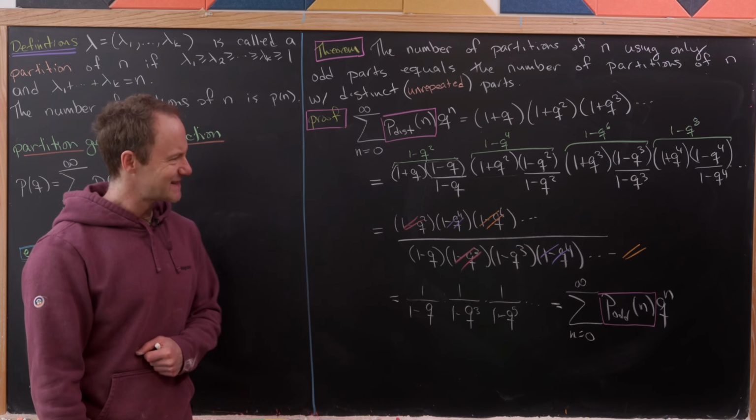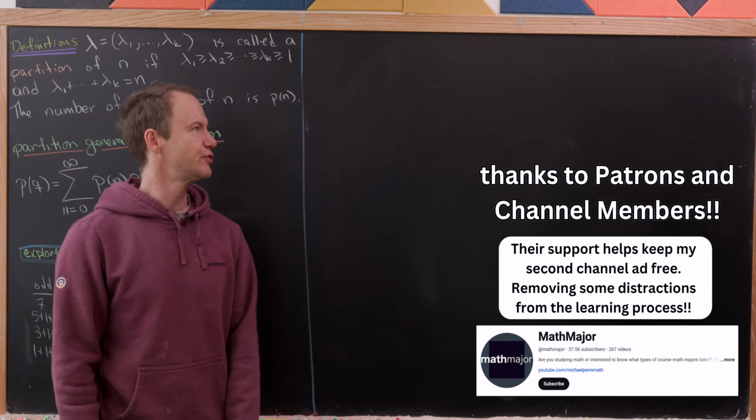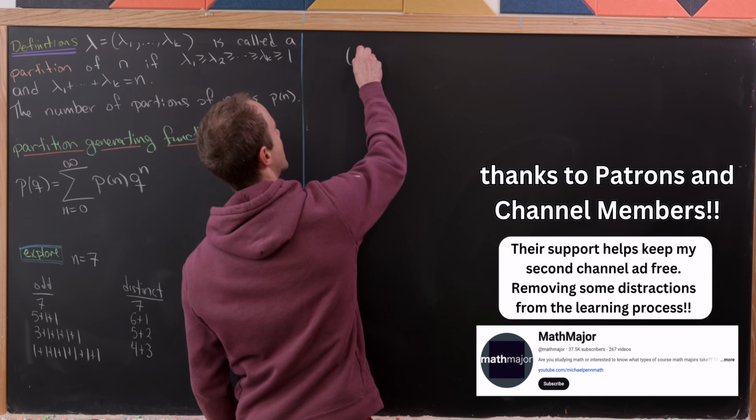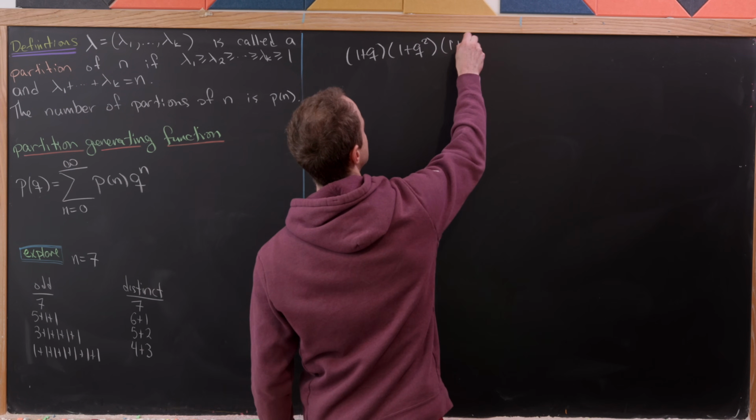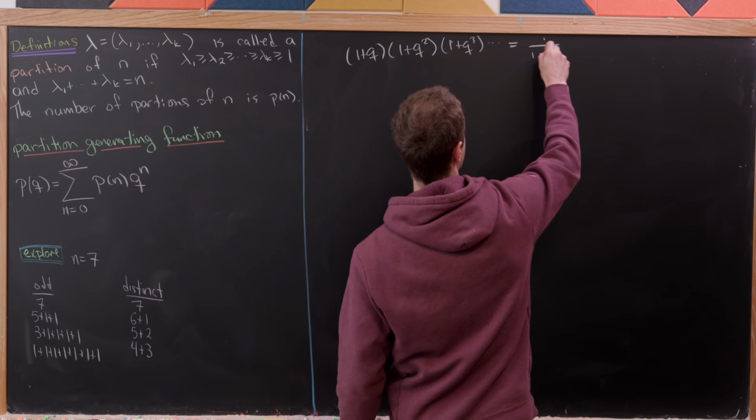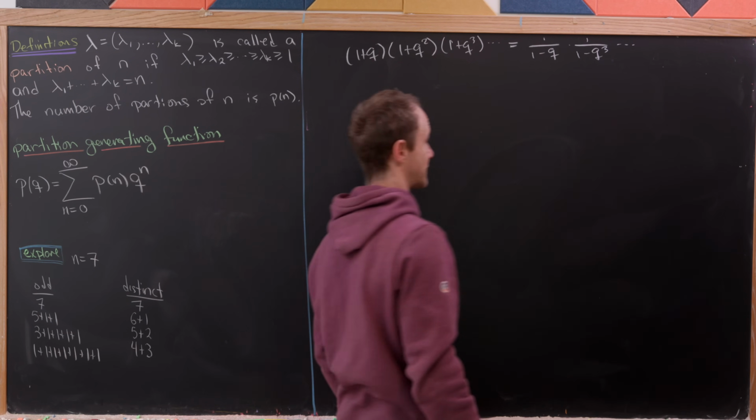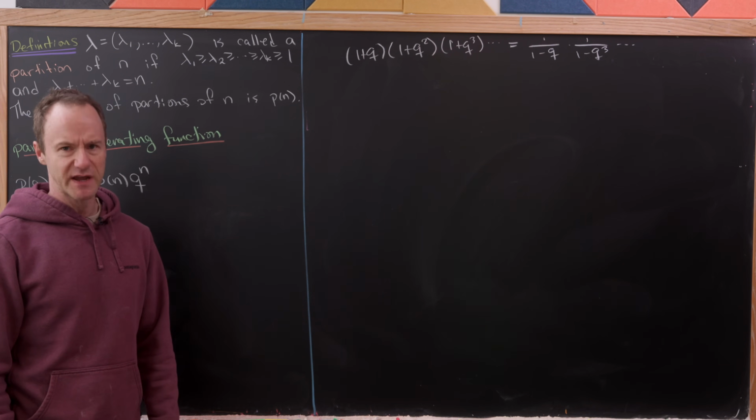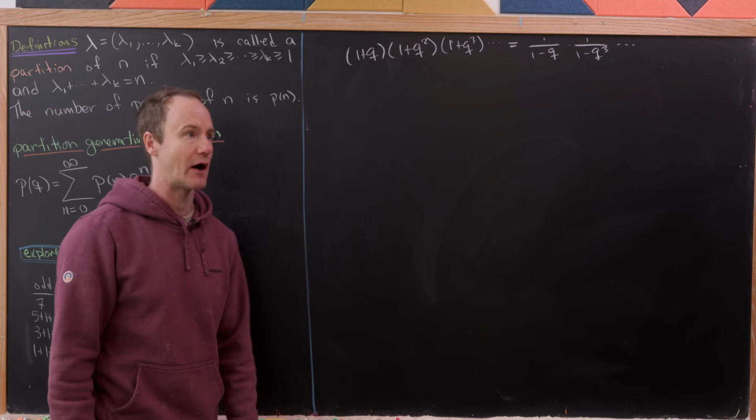Okay, so now let's see how far this kind of argument can take us. Let's do a bit of exploration. On the last board, we proved that 1 plus q times 1 plus q squared times 1 plus q cubed was equal to this infinite product 1 over 1 minus q times 1 over 1 minus q cubed, and so on and so forth. Now that was, of course, to prove something about integer partitions, but let's see if we can develop something similar and then extract something about integer partitions out of it.